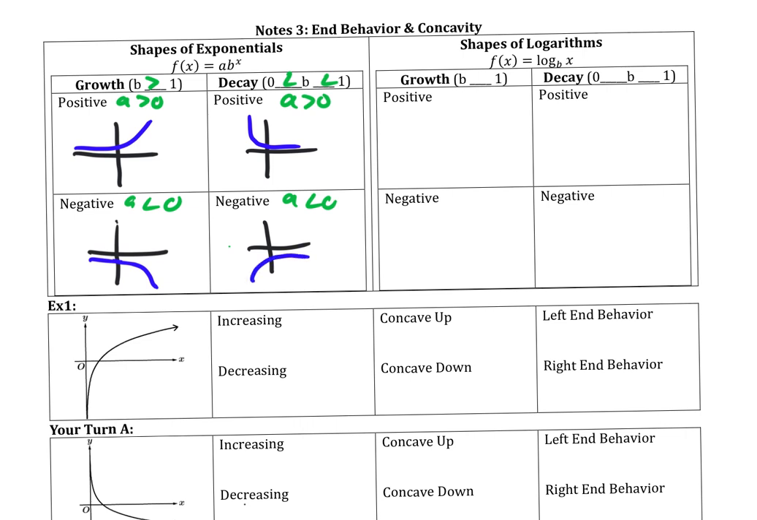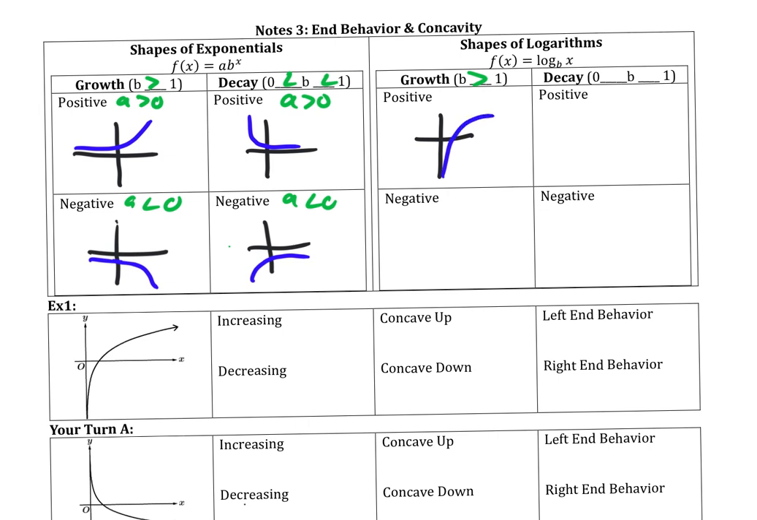Looking at these functions, we know that our logarithms are inverses, so we're going to go ahead and use that inverse property to sketch that function. For our first log, we know that we're going to have a growth function when our b value is greater than 1. And when we go to sketch that, we have a vertical asymptote at x equals 0 now. So our function is going to be looking like this.